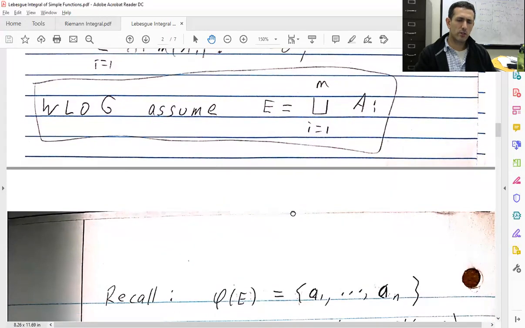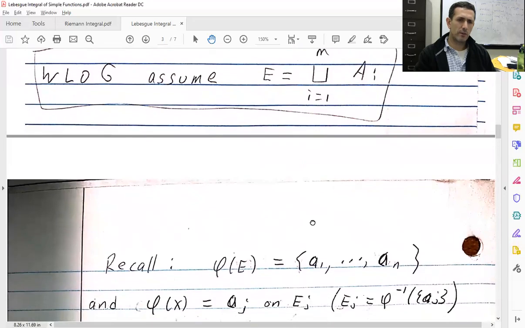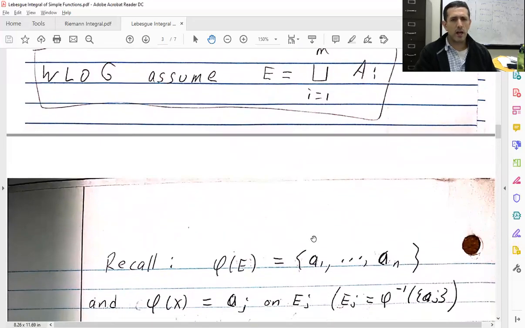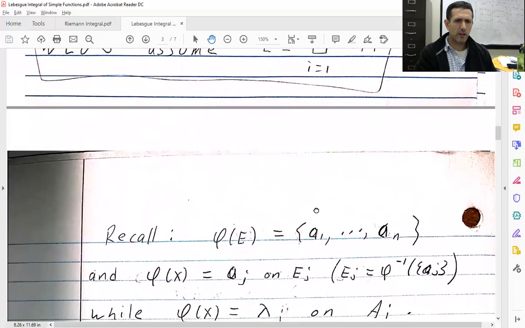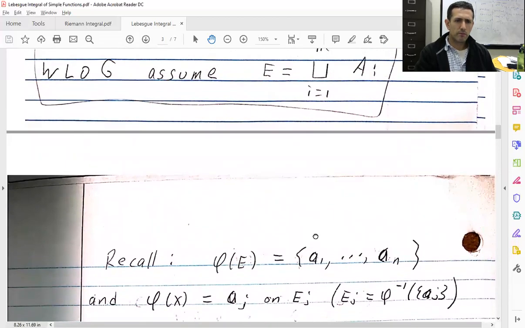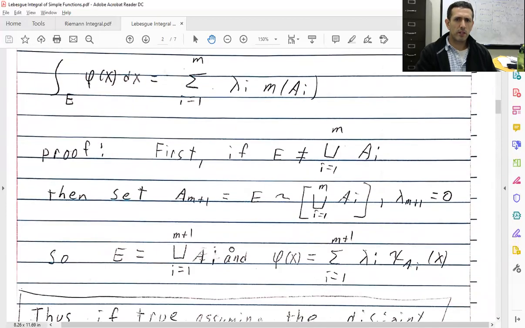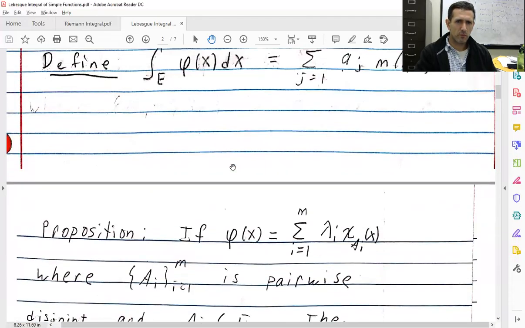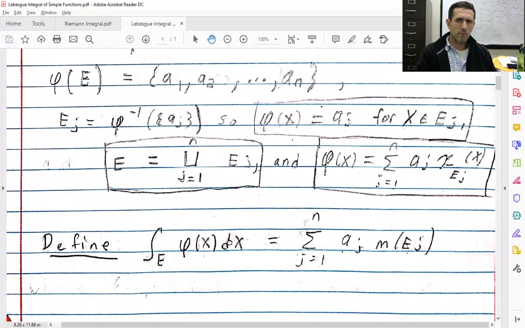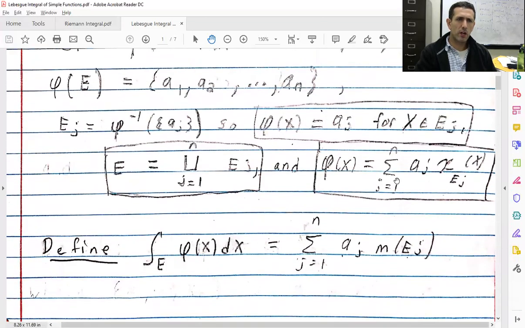Okay, so let's write the canonical decomposition of phi. Remember again, what does that mean? Just go back here. That means that we're writing phi of x to be this sum here, where E_j is the inverse image of the a_j. So phi of x is a_j for x in E_j.